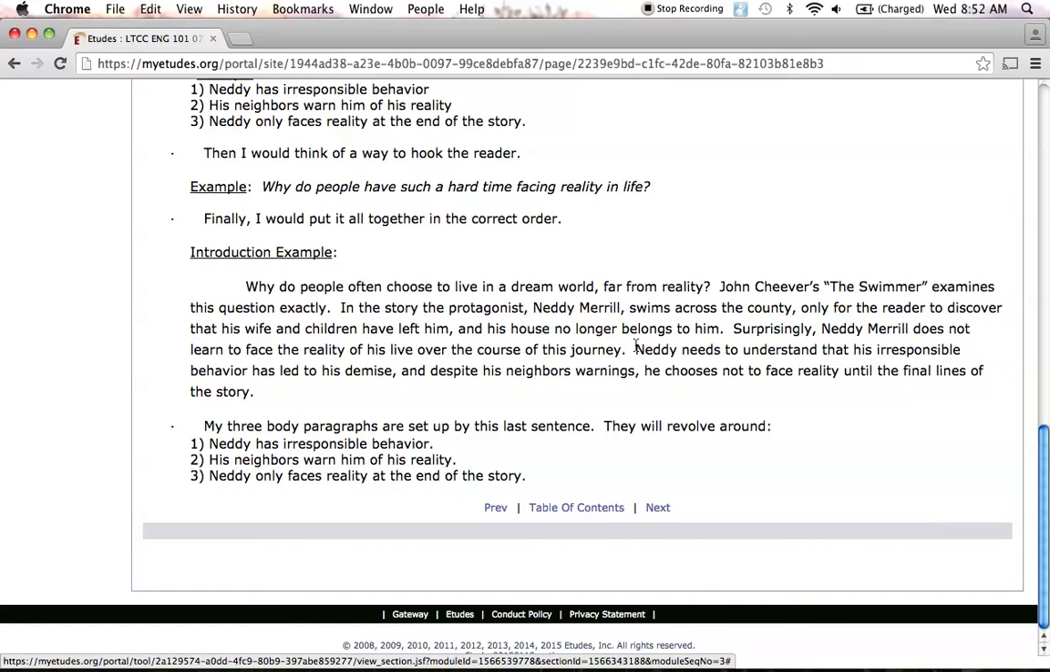What I'm not crazy about in what I've written here, "Neddy needs to understand," is I feel like in an analysis I should be proving a point, not moralizing. I can save the moralizing for the conclusion of my story, but for now I'm focusing on just proving a point about the story. So I would almost X out this "needs to understand" part. I would just say Neddy's irresponsible behavior has led to his demise. And you might see when you read this, I might just edit that with a strike through so you can see that I did in fact change that.